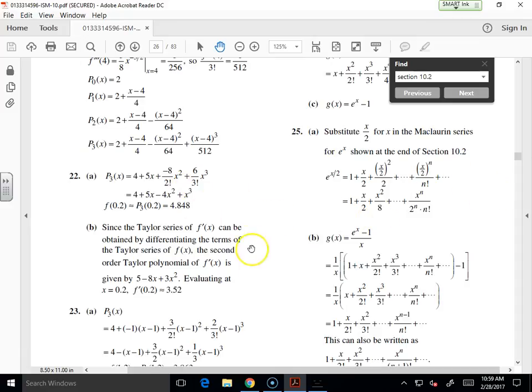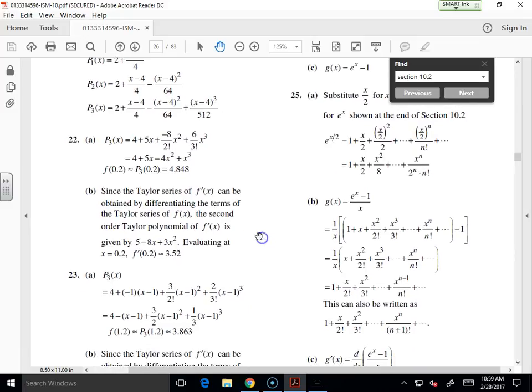Did we already check number 22? Yes. Okay. That was nice. Third degree Taylor polynomial approximation, 4.848, derive, plug in, 3.52. Approximately though, right? Did you guys put little squiggles? If you put f prime of 0.2 and f of 0.2, make sure you have squiggles.